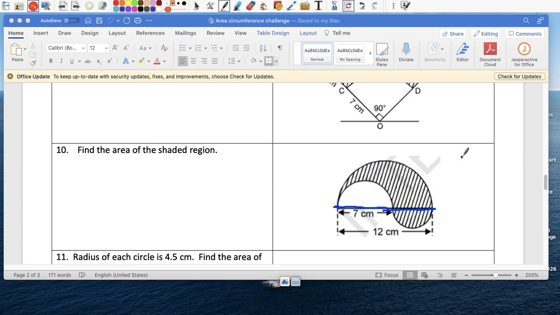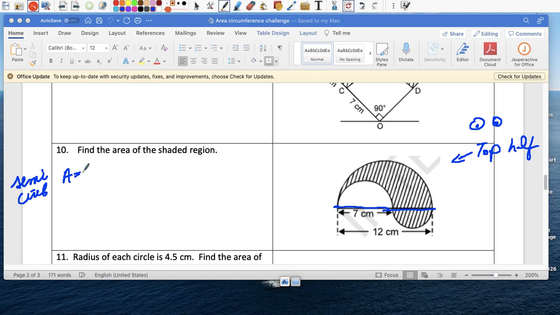So if you look only at the top half, it's the area of a semicircle minus this little circle over here. So semicircle, or half a circle.